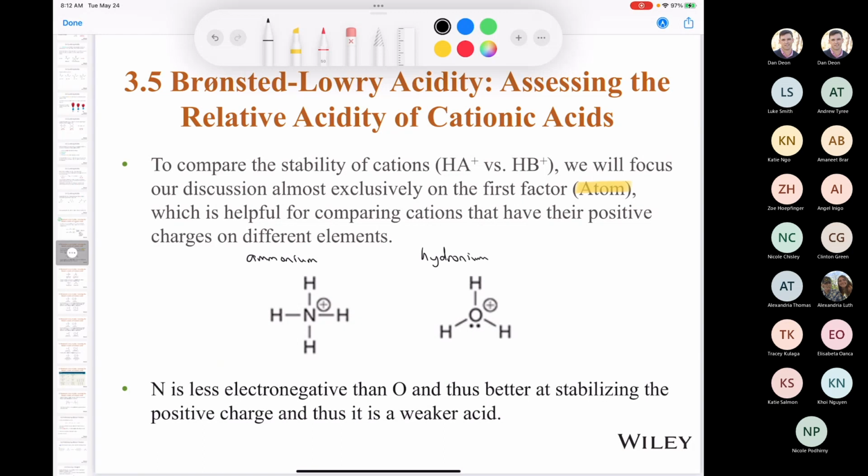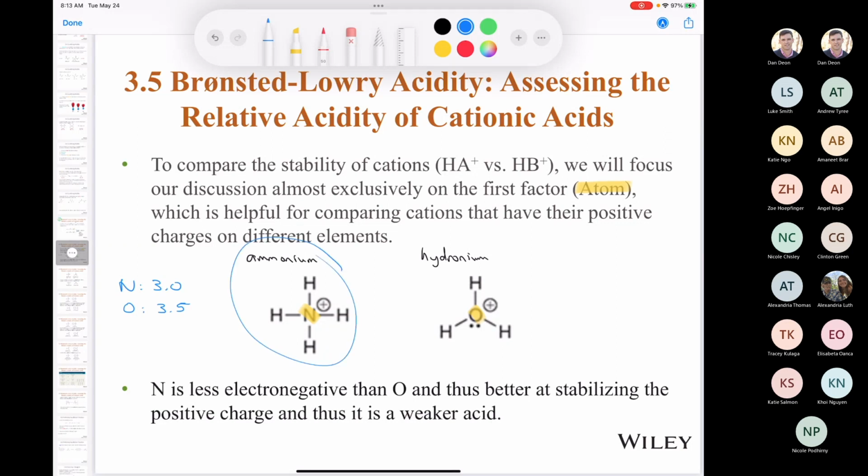Well, if you were comparing these two acids and you didn't know their pKa's, you'd say, okay, how do I know which one is stronger and which one is weaker? Well, the difference between the two can be qualified by looking at the atom that bears the positive charge. We know that nitrogen is less electronegative than oxygen, right? If we just think about our electronegativity values, nitrogen has an electronegativity of 3.0 and oxygen has an electronegativity of 3.5. So if nitrogen is less electronegative, then it would be better at stabilizing the positive charge.